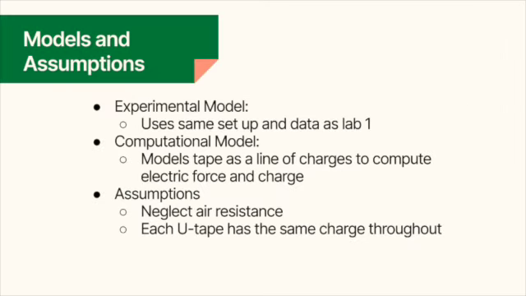For models, we have the experimental and computational models. The experimental model uses the same experiment and data as Lab 1. The computational model models the tape as a line of charges to compute both electric force and charge. We assume that air resistance is negligible, and each U-tape has the same charge distributed throughout the tape.